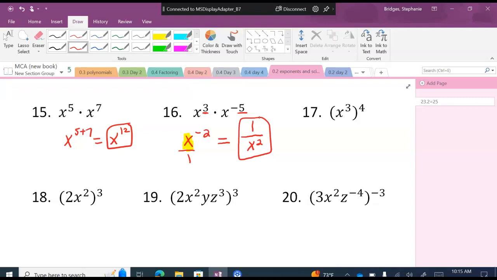For 17, I have x to the 3rd power, and then that is raised to another power. What does the rule say if I have a power to a power that I do with those exponents? Multiply, so it becomes x to the 12th.